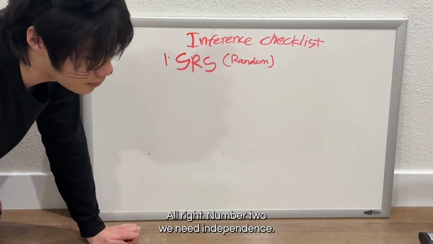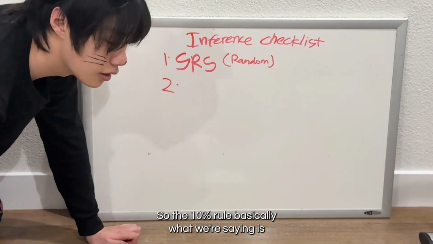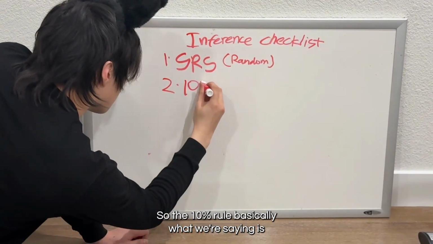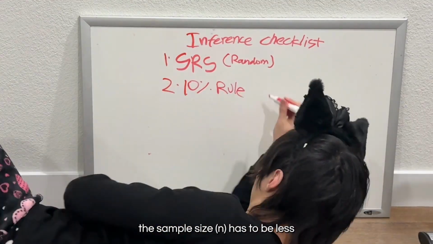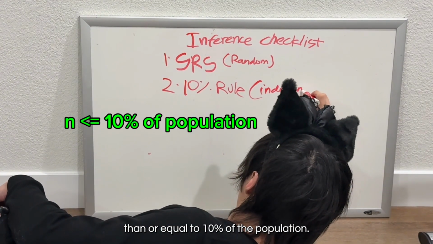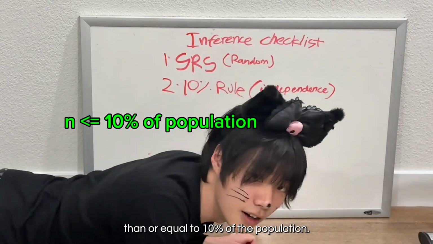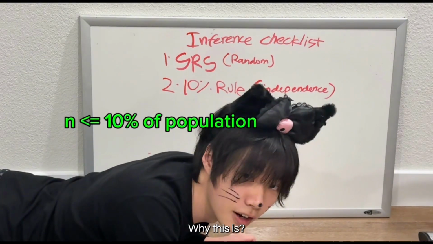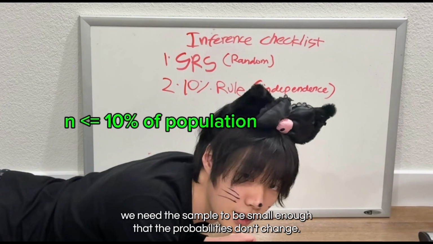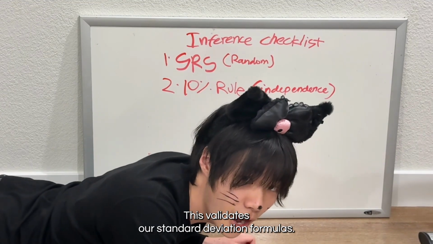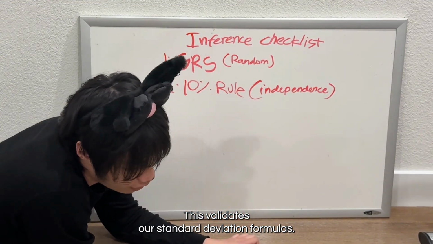All right, number 2, we need independence. So the 10% rule. Basically, the sample size n has to be less than or equal to 10% of the population. Why is this? When sampling without replacement, we need the sample to be small enough that the probabilities don't change. This validates our standard deviation formulas.